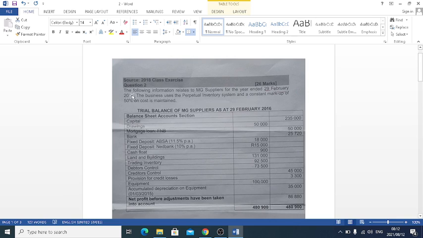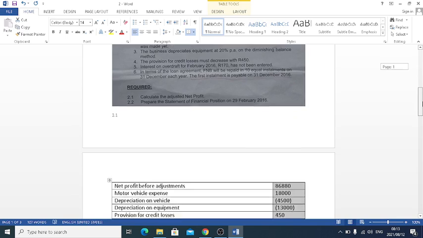Based on this information, the following information relates to MG Suppliers for the year ended 29 February 2016. The business uses the perpetual inventory system and a constant markup of 50% on cost price. This information relates to the income statement, or it's applicable to the statement of profit or loss and other comprehensive income.